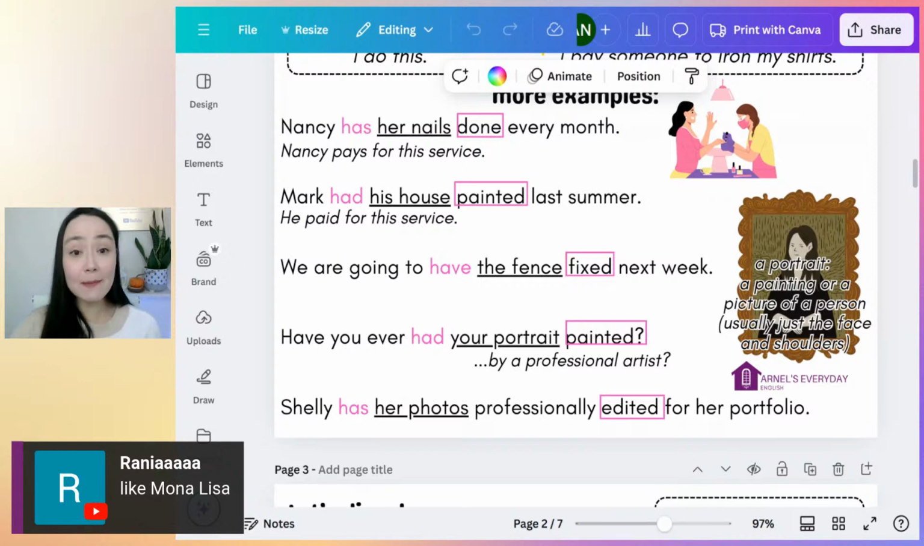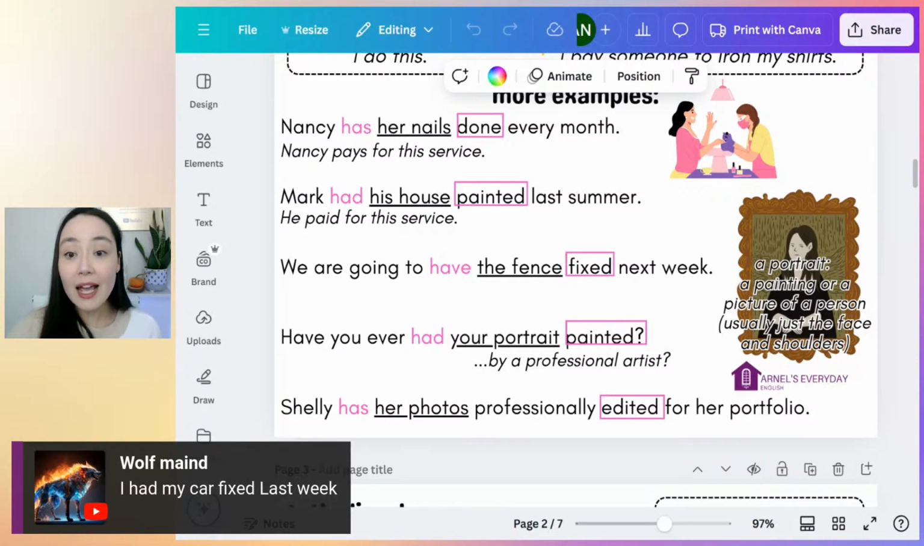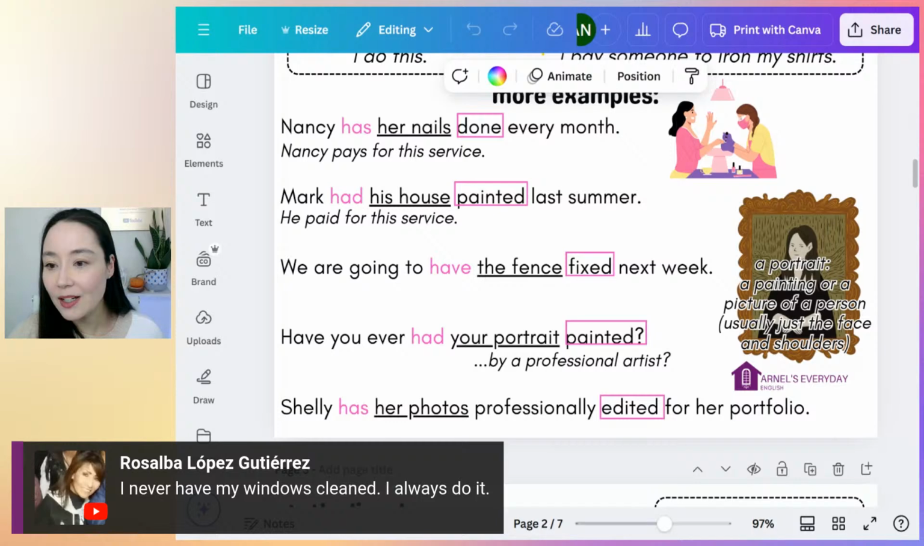Rainia says, like Mona Lisa. Yeah, that's the world's most famous portrait. Oh, I'm seeing some examples. I love this. I love your examples. I had my car fixed last week. Really nice, Wolf. Rosalba says, I never have my windows cleaned. I always do it. Yep. Good example.